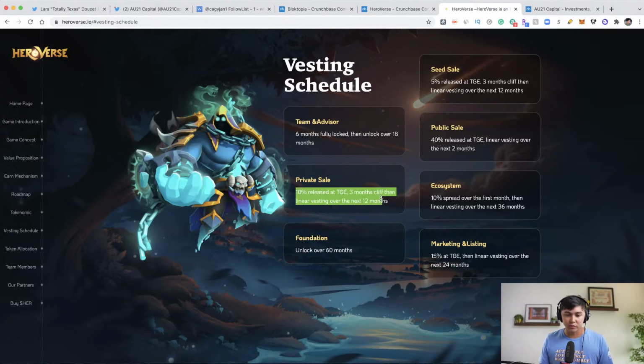Private sale, 10% released at TGE. Don't know what that means. 3 months cliff, then linear vesting over the next 12 months. Okay. So they're able to unlock and sell after 3 months, then linear vesting over the next 12 months. The linear vesting, I'm not too sure. I'm still figuring out the vesting schedules and what they mean. Unlock over 60 months. So foundation, probably unlocking it slowly over the sale just to get more people into the distribution of it. So there's not a major whale holding a majority of the token.